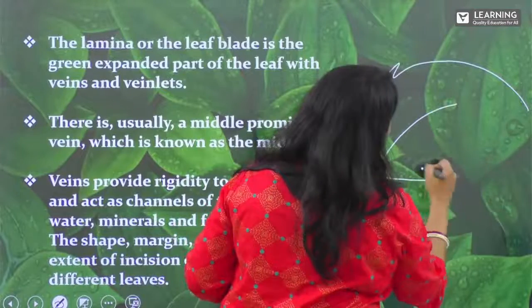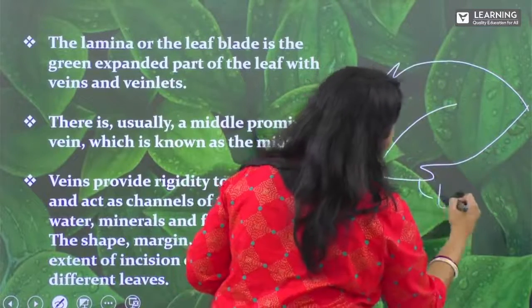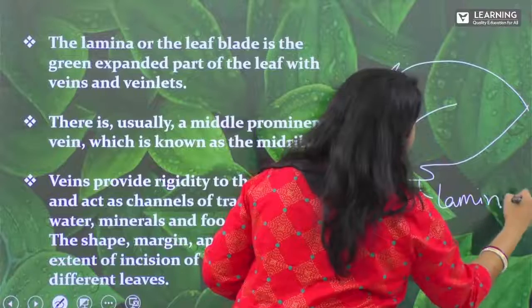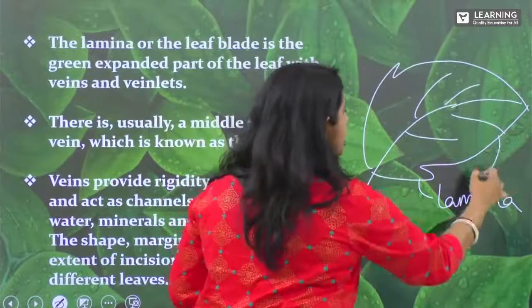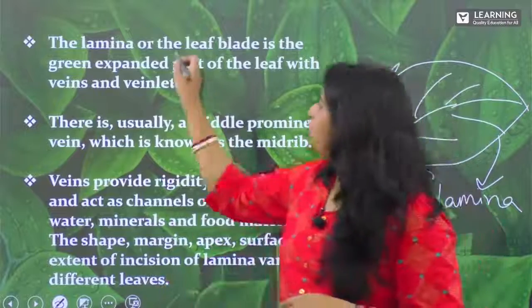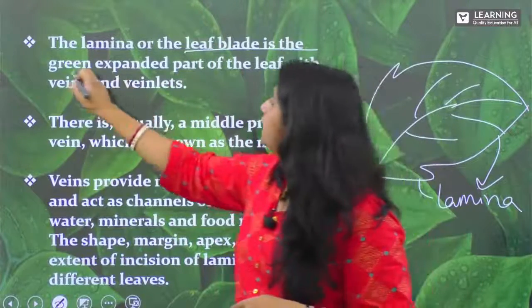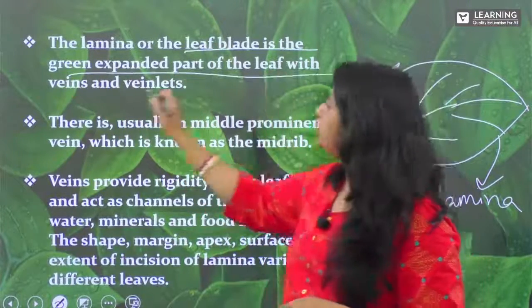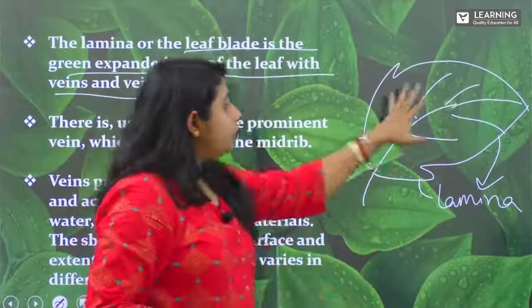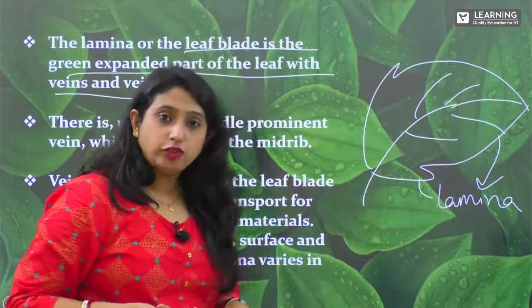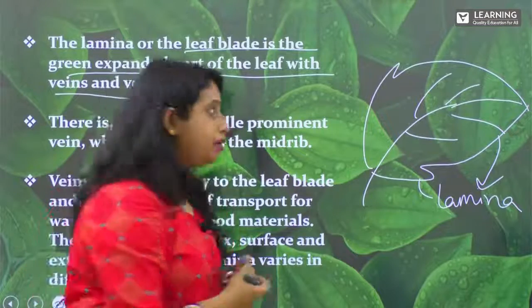So this whole part, we call it lamina, isn't it? What is the function of this lamina? The lamina of the leaf blade is the green expanded part of the leaf with veins and veinlets. So the green and expanded part of the leaf, we call it lamina.